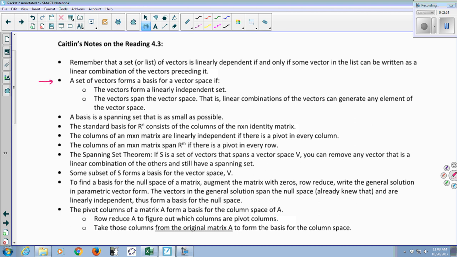So if you take the span of your vectors, you generate every vector in the space, but you want that set to be as small as possible. And to make that happen, you need it to be linearly independent. So there's stuff about pivots and rows and columns, right? Remember that linearly independent happens when there's a pivot in every column, and the columns span the space Rm if there's a pivot in every row. So to have a basis, you're looking for a pivot in every row and every column.